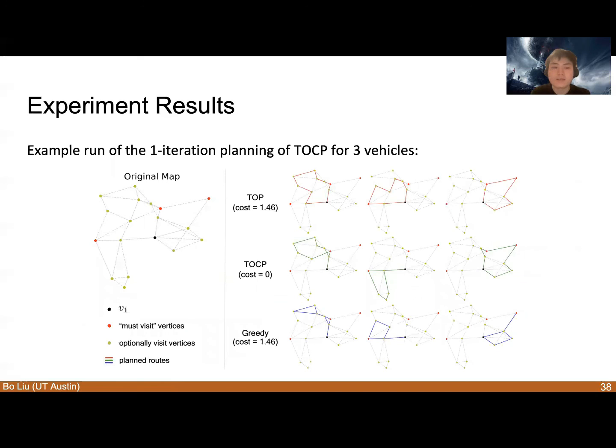Here, we provide an example run of the one iteration planning of TOCP for 3 vehicles. The graph is provided on the left, where the red vertices are the must-visit vertices. The yellow vertices are the optionally visited vertices. On the right, we show the resulting plan. As we can see, TOCP finds the optimal plan, which clears out all the cost on the graph.